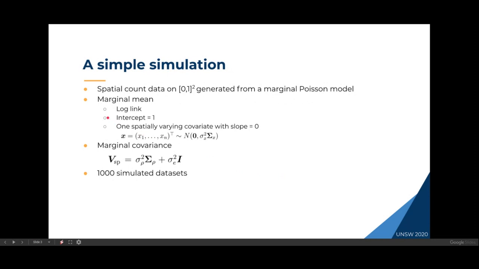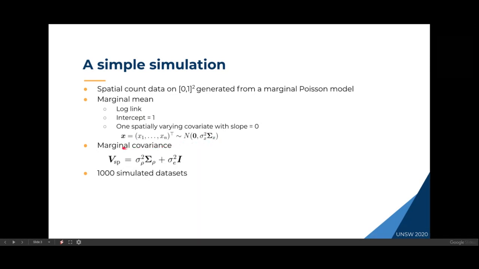Okay. So I'm going to start off with what I would call a simple but motivating simulation. I'm going to be dealing with count data; I'm going to simulate some spatial count data. I've got spatial locations in the unit square, and I'm generating counts from a marginal Poisson model. This marginal Poisson model consists of a marginal mean, which has a log link and an intercept with a value of 1. I've got one covariate which actually has a slope of 0, so it doesn't have any effect, but it is a spatially structured covariate. That n-vector covariate is drawn from a Gaussian process with mean 0, and so this is, for example, a Matern covariance.